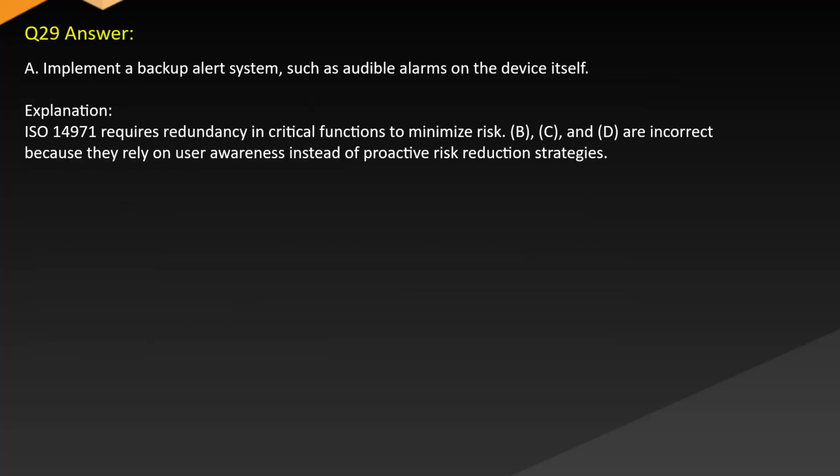Answer A. Implement a backup alert system such as audible alarms on the device itself. Explanation: ISO 14971 requires redundancy in critical functions to minimize risk. B, C, and D are incorrect because they rely on user awareness instead of proactive risk reduction strategies.